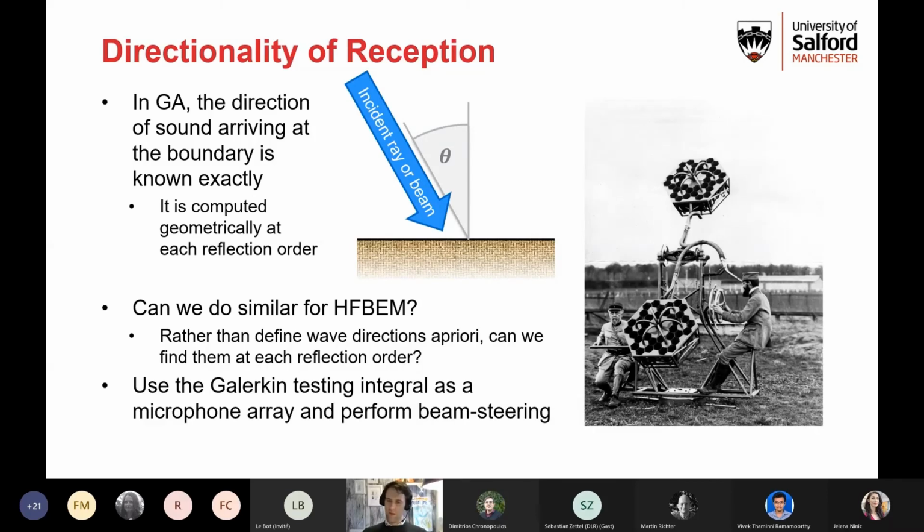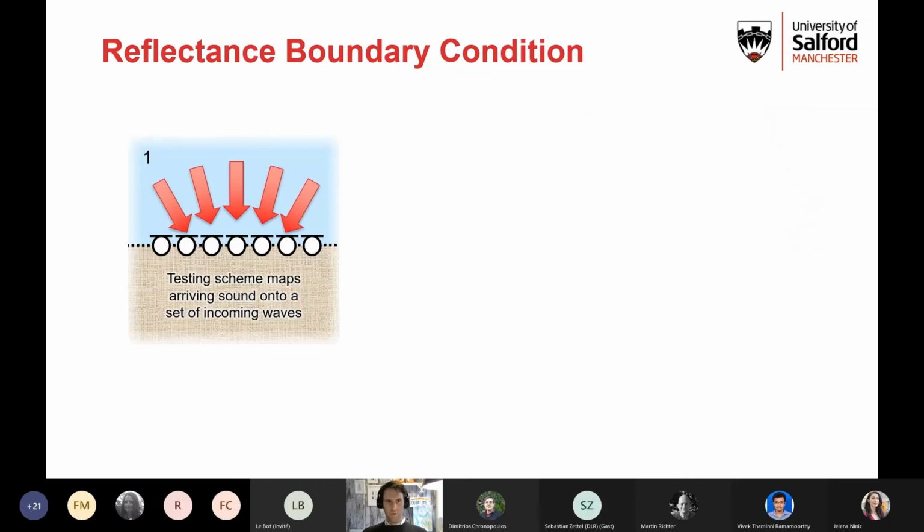So rather than define the wave directions a priori, can we find them at each reflection order? And this is rather like using the microphone array analogy of the Galerkin testing integral as a way of performing beam steering to look for certain directions. And going back to the reflectance boundary condition here, you'd have effectively a simulated microphone array on the boundary, looking for waves from different directions.